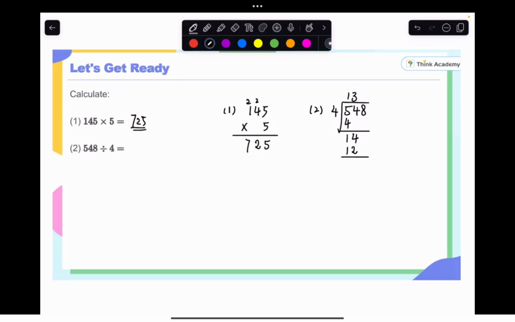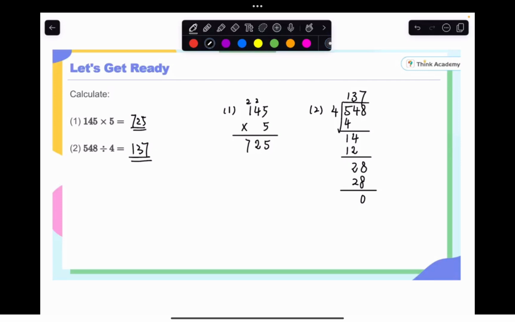And then we bring down the remainder, which is 2. Okay, no 4 can fit into 2 once again, right? So you have to bring down the next digit to help. So 28. How many 4s can fit into 28? Exactly 7, right? So now we don't have any remainder. That's perfect division. The answer is 137. Right, so make sure you know how to do basic multiplication and division before the class.